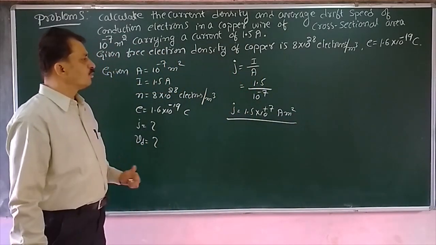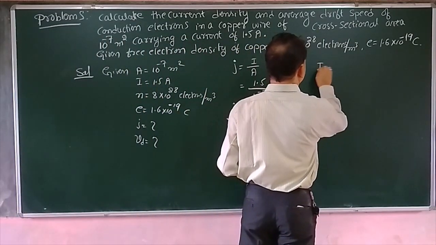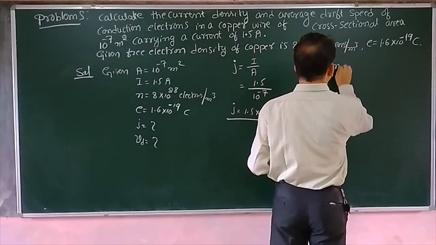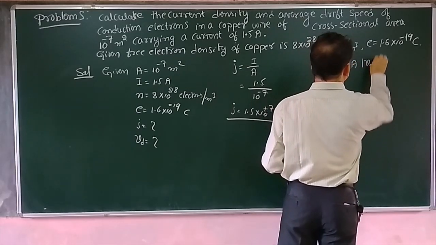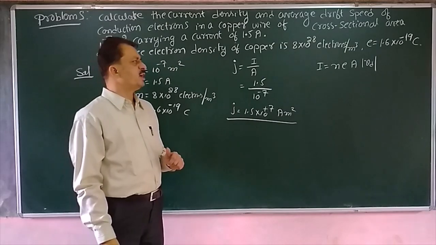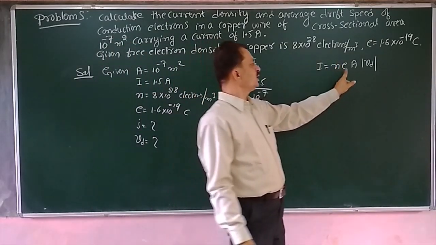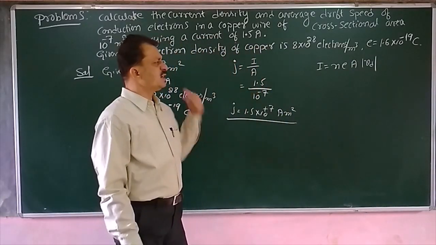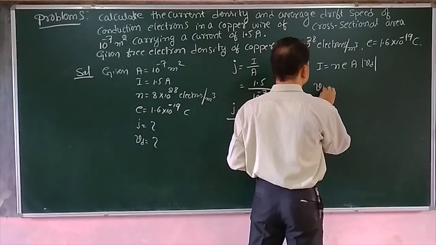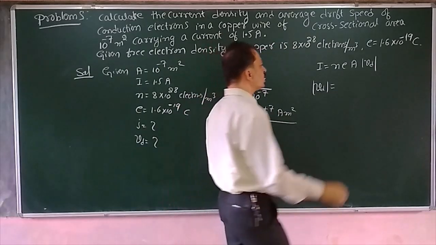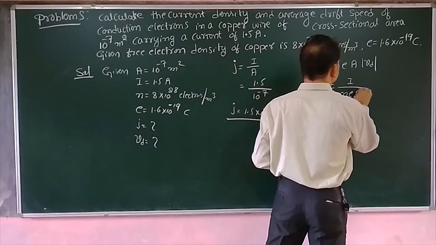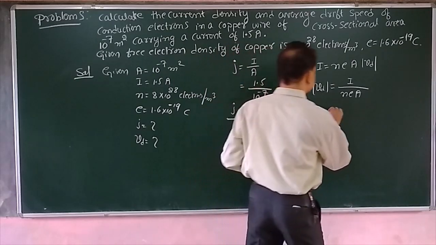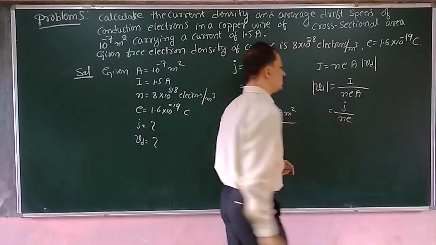Next, drift speed. For that, we have an expression for current in terms of drift velocity: I is equal to N E A Vd. N is the number of electrons per unit volume, E is the charge of the electron, A is the area of cross section, and Vd is the drift speed that we are going to calculate. Therefore, the magnitude of the drift speed is equal to I divided by N E A. Now I by A we have worked out, that is nothing but J, so this can be written as J divided by N into E.